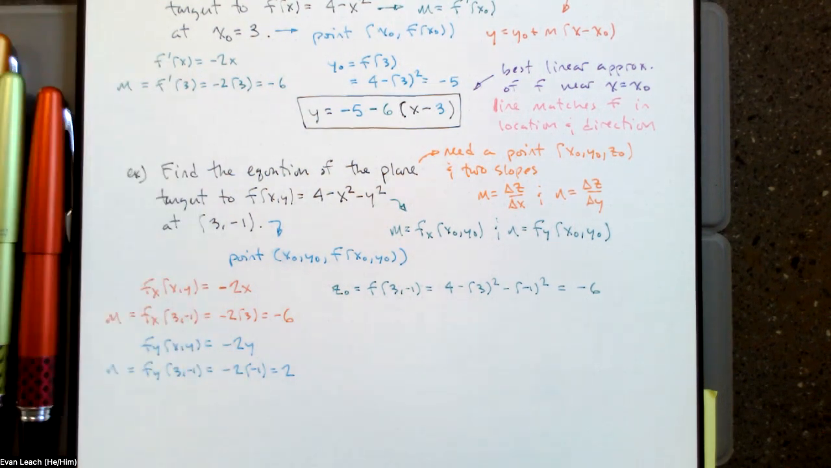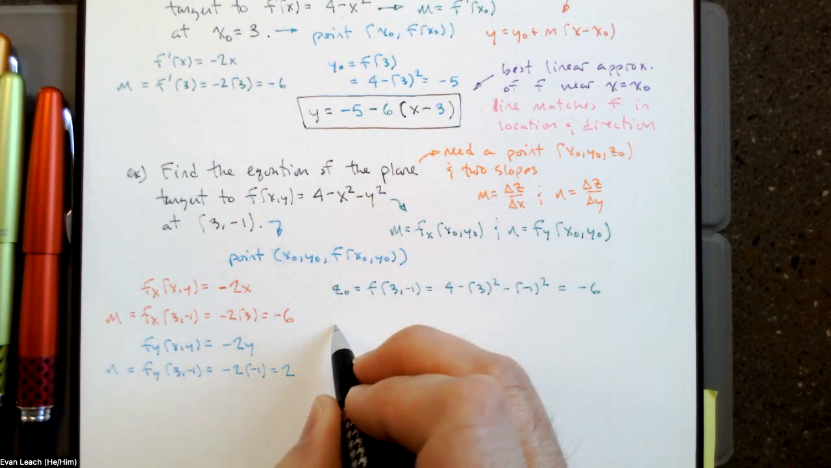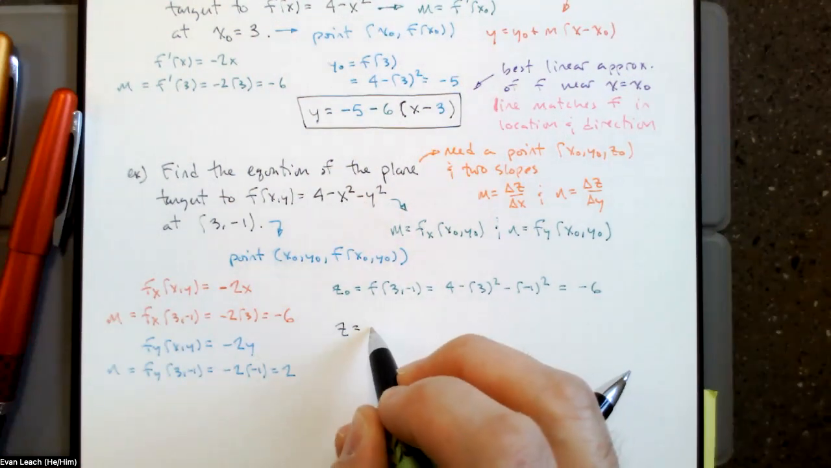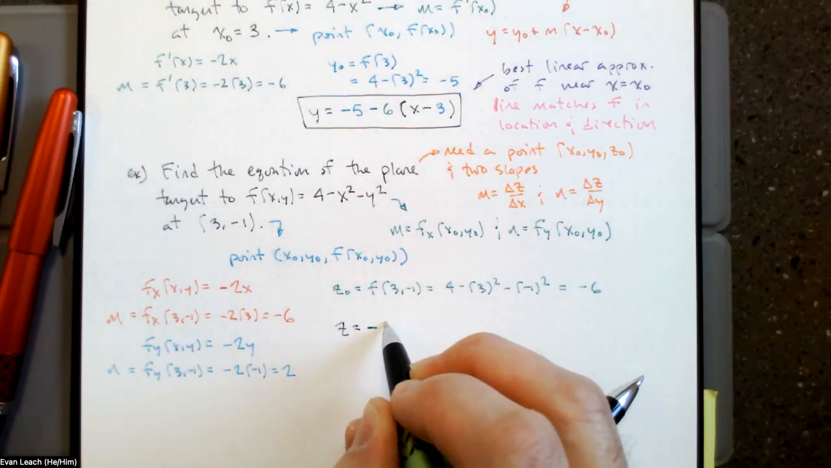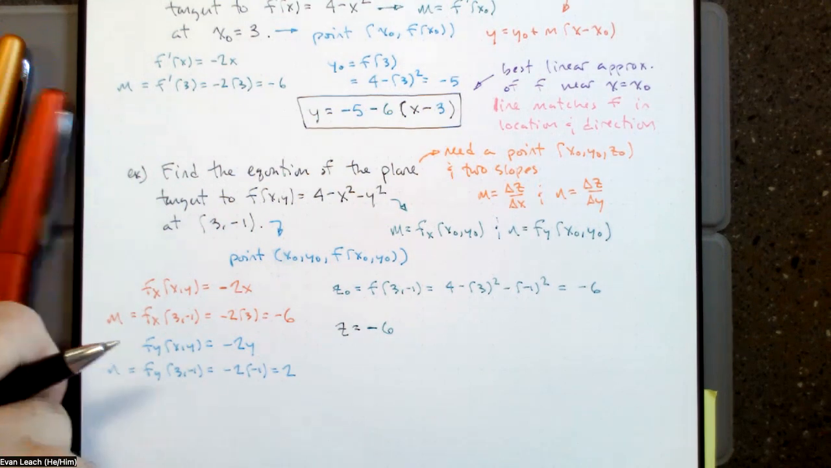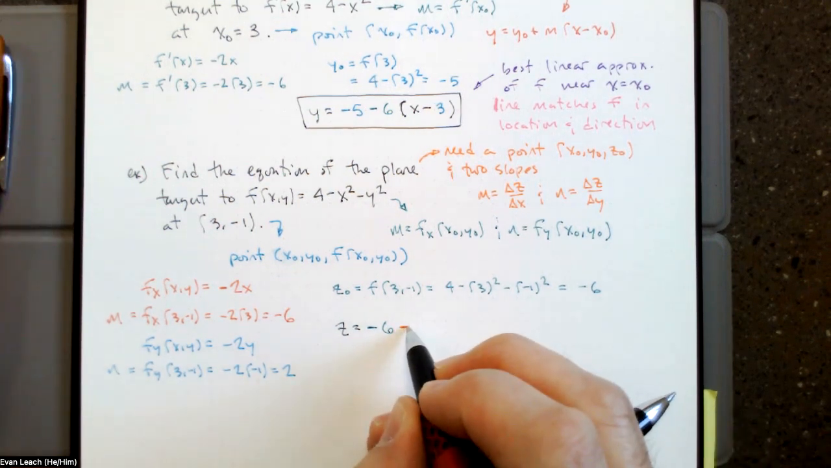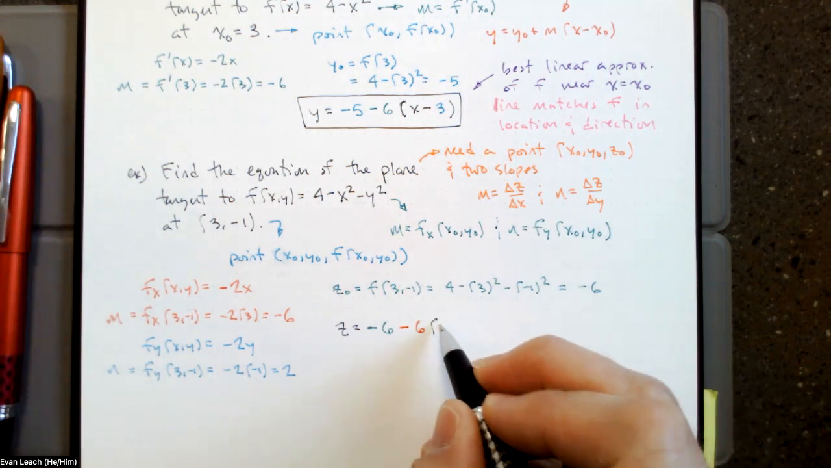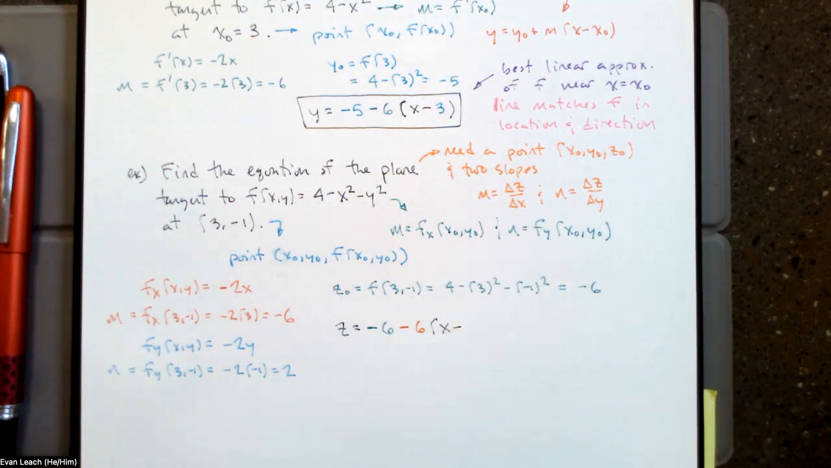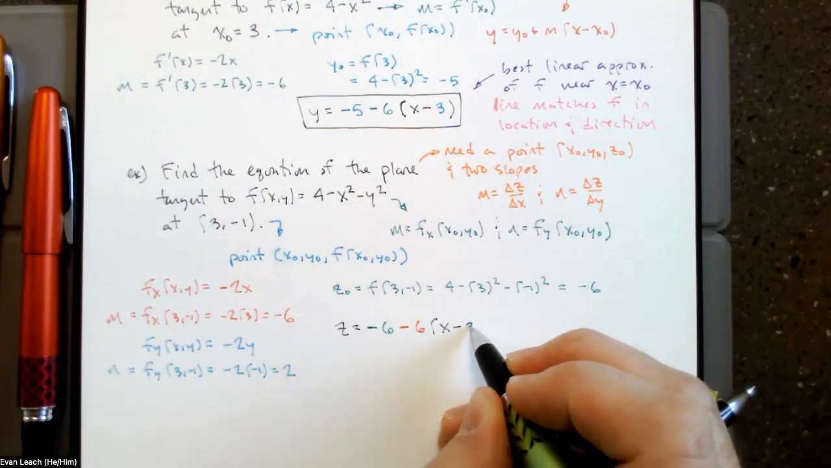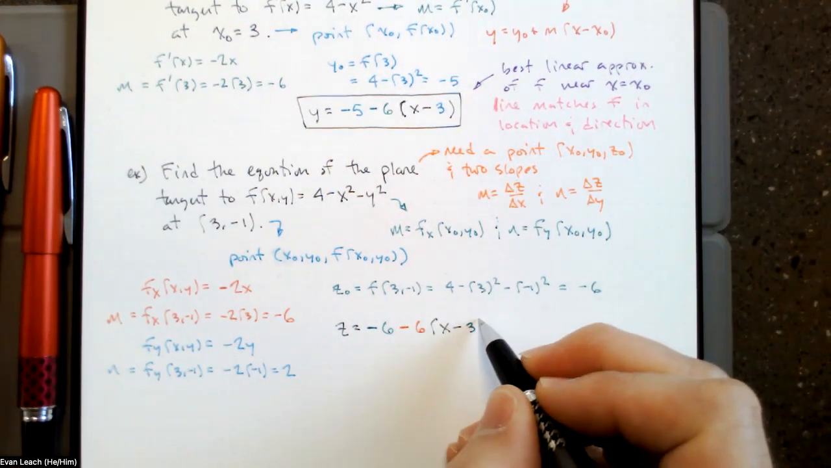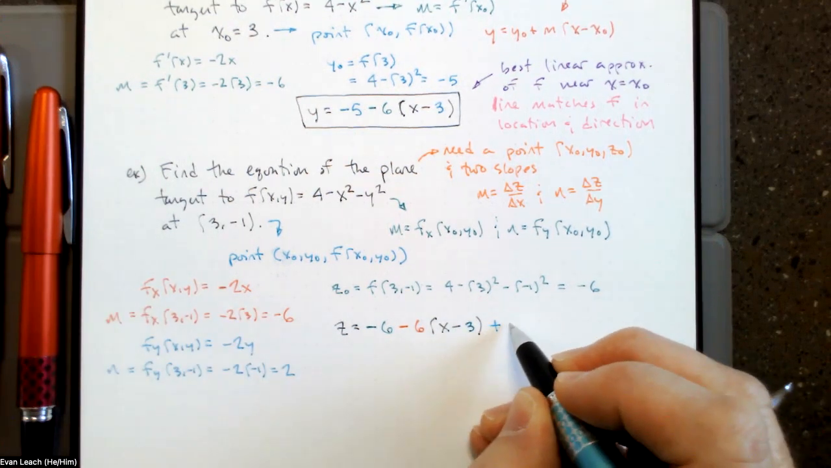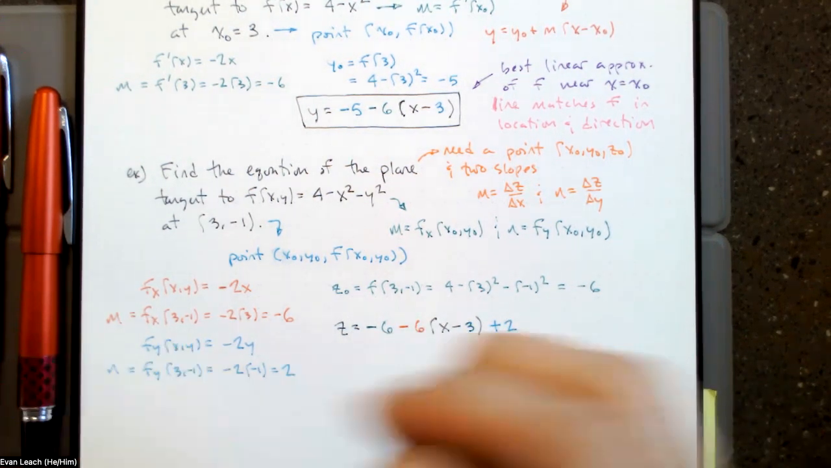Now we're ready to put into our equation. Our function, thinking of the plane as a function, we start off at -6, and then we decrease by 6 in the x direction, and increase by 2 whenever y increases by 1.